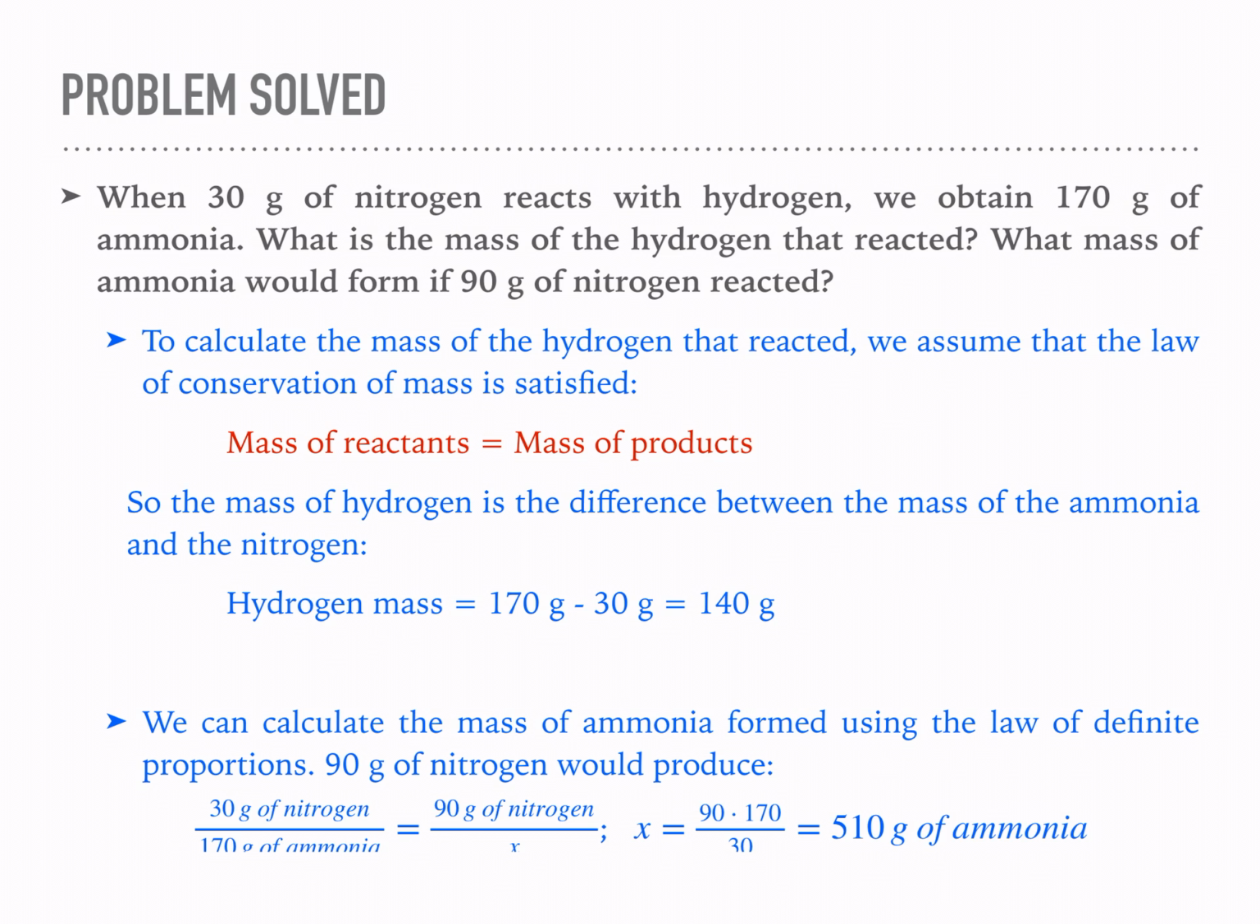So if we have 30 grams of nitrogen that produce 170 grams of ammonia, then 90 grams of nitrogen would produce X. And that's the thing I don't know. If I just pass the X to the left and then the 170 to the right and then the 30 to the right too, doing it properly, so if it's dividing, it goes to the other side multiplying and so on, then I have that the X is 510 grams of ammonia.